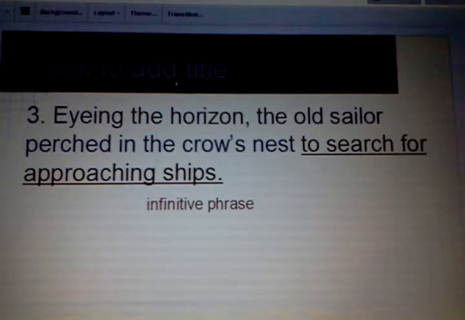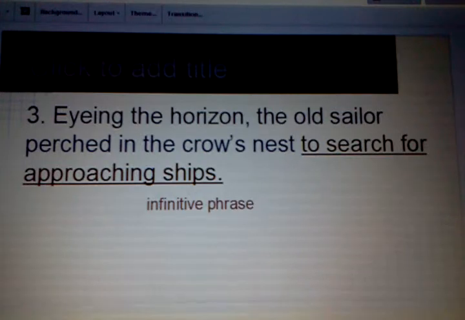And then finally I see an infinitive phrase, to search for approaching ships. And I know it's infinitive because it begins with to and a verb.